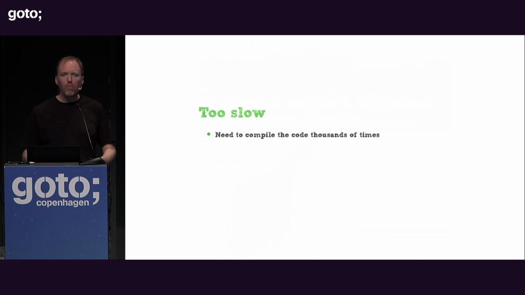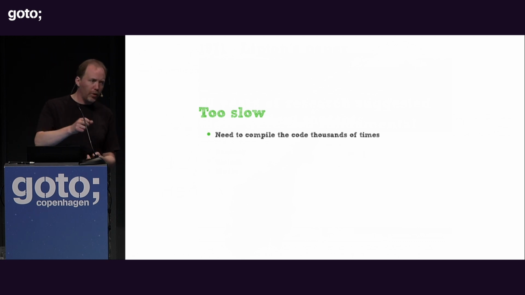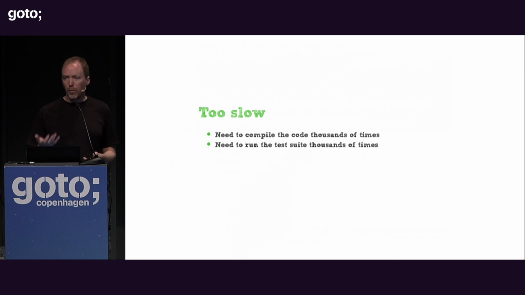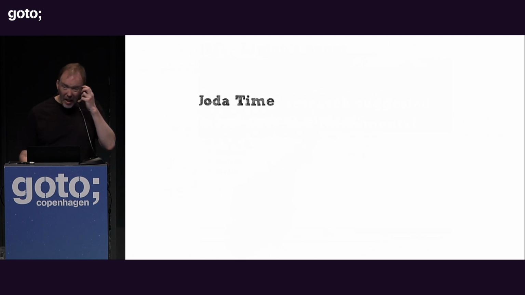So, if you think it through, to make these mutants, you have to compile the code. You change the code, you compile the code, you make your mutant. Got 1,000 mutants, that's 1,000 compile cycles. Then you have to run the test suite. Every mutant, you have to run all the tests, see if they fail. 1,000 mutants, that's 1,000 test runs. And that can add up.